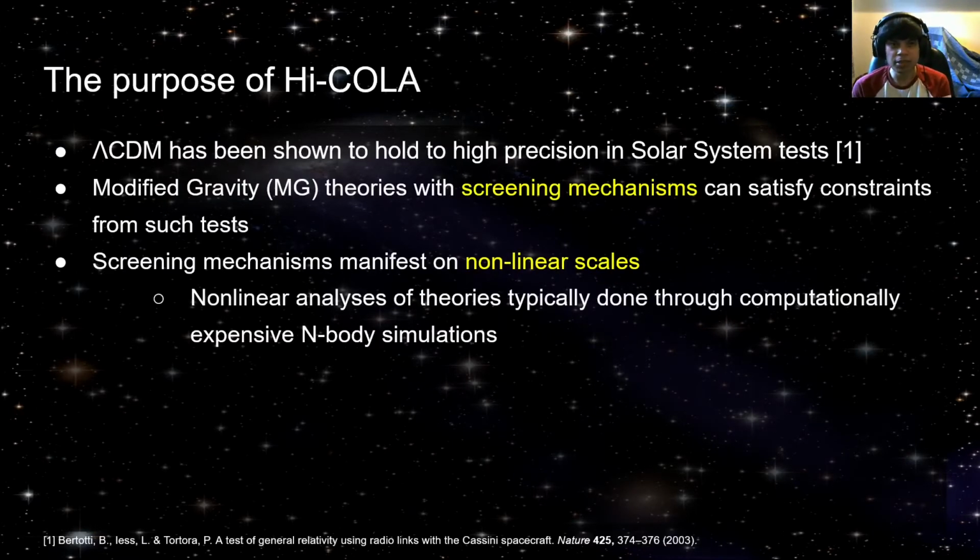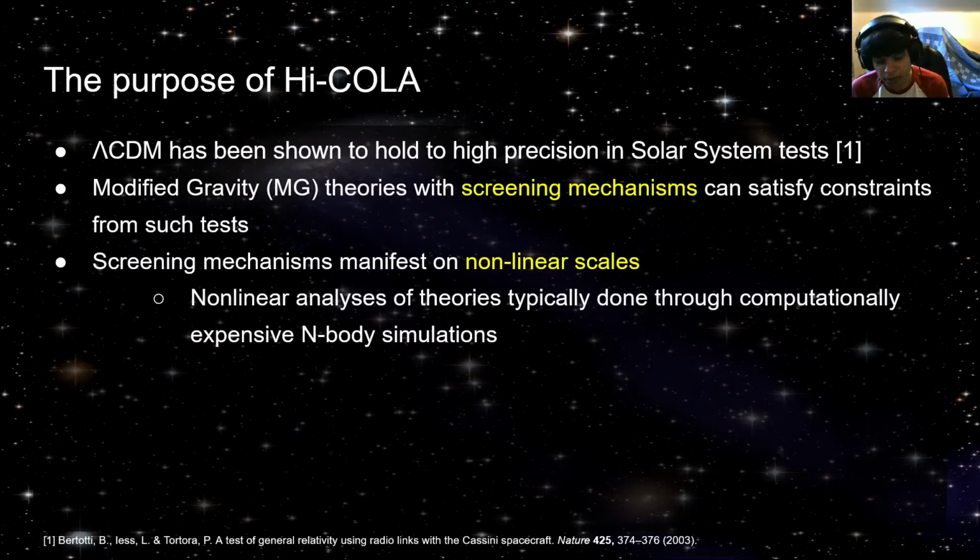So what is the purpose of HiCOLA? Lambda CDM has been shown to hold to high precision in, for instance, solar system tests. And for that reason, modified gravity theories that have screening mechanisms are attractive to some because they can satisfy the constraints that come from these high precision tests. So they are still viable as of current observations.